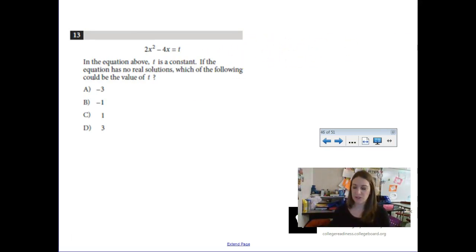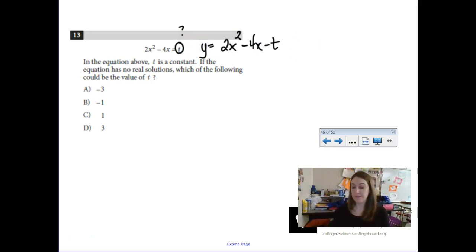This question is kind of interesting. It says in the equation above, t is some constant, and the equation has no real solutions. So which of the following could be the value of t? Alright, so we have a quadratic. The first thing I'm going to do is subtract t over, and I'm going to call it 2x squared minus 4x minus t is my function.